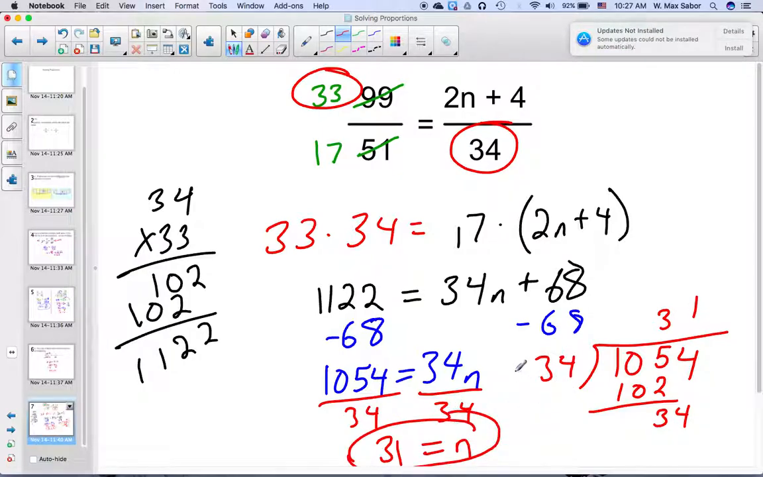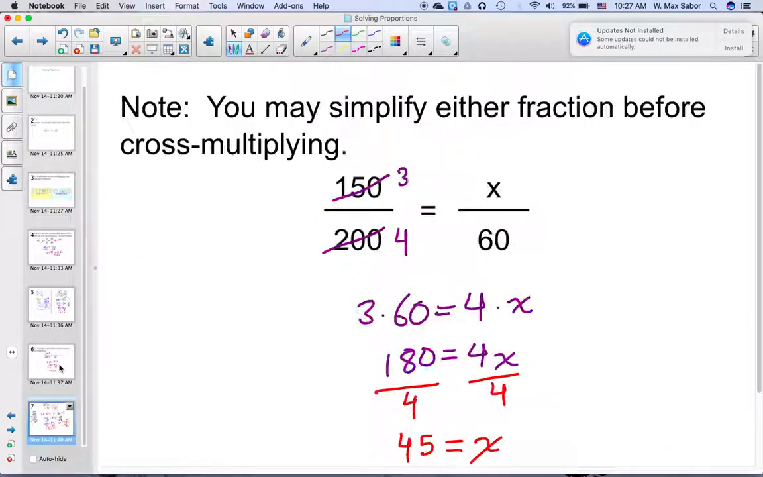So that is how we can solve proportions of any difficulty. Also, you can type these in and use nsolve if you prefer.